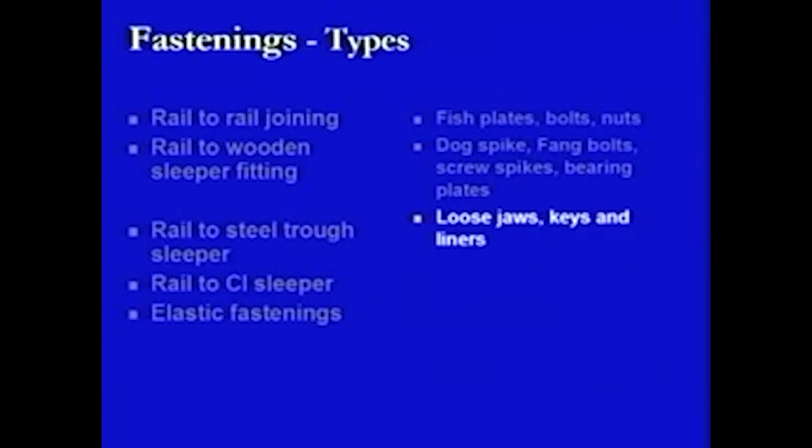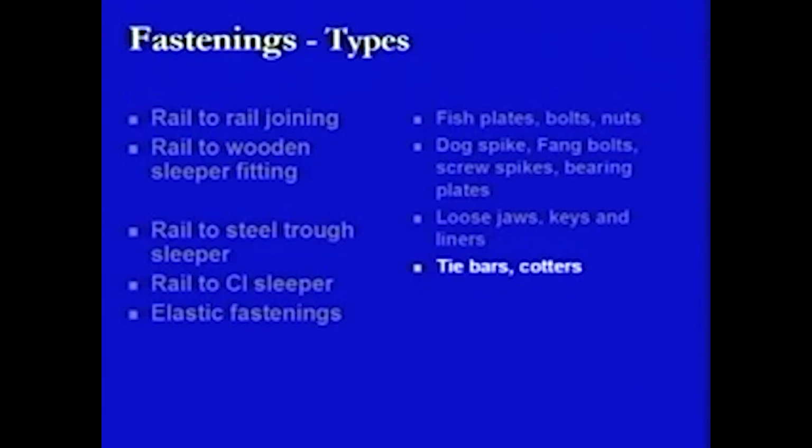will be discussing. Then in the case of rail to steel trough sleepers, we will be discussing the loose jaws, keys and liners. We have already seen in the previous lecture where we discussed sleepers. In the case of steel trough sleepers or CI or pot sleepers, there are different categories where the loose jaw category or the lug-up category are there. So, in all those categories, so as to fix rail with the sleeper, we require jaws as well as keys. So, we will discuss these types of fastenings in today's lecture.